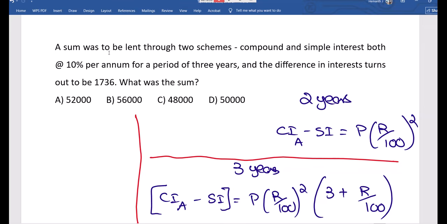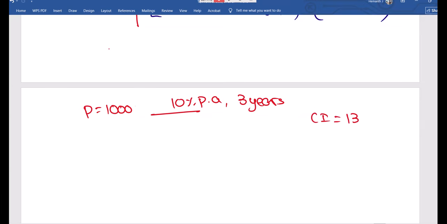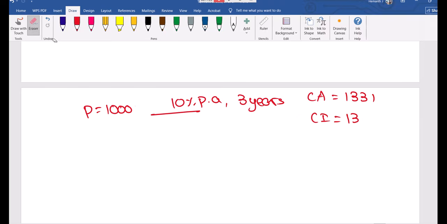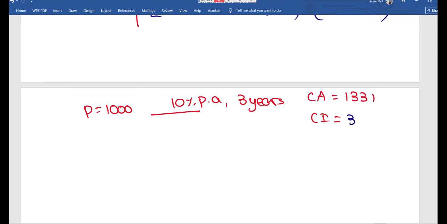Rate of interest is 10% per annum. Now, very simple. If I take principal as 1000, and go compound interest with 10% per annum for 3 years, I'll get 1331. Compound amount is 1331, sorry. Compound interest will be 331, because 110% whole cube. So this will be 331 only.